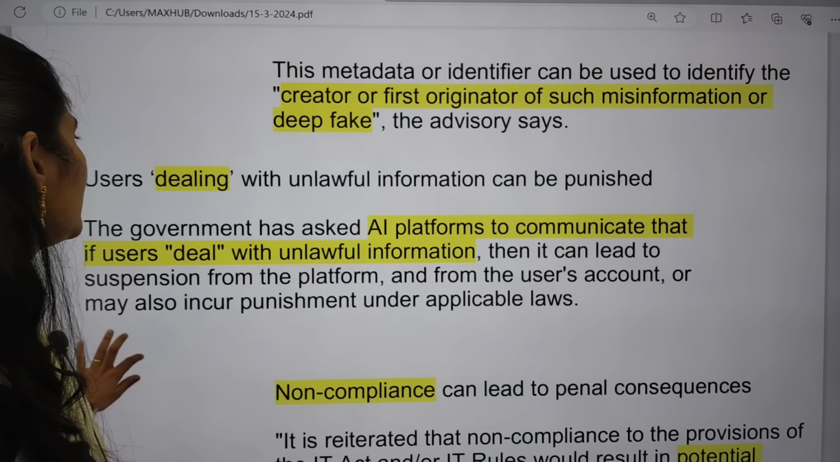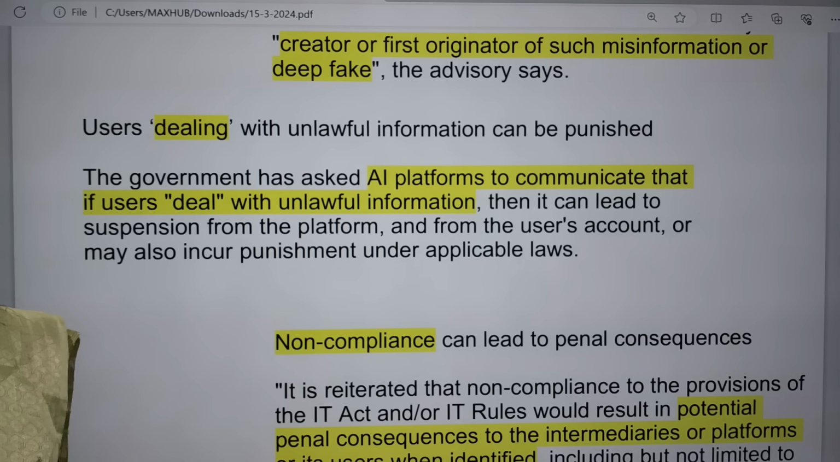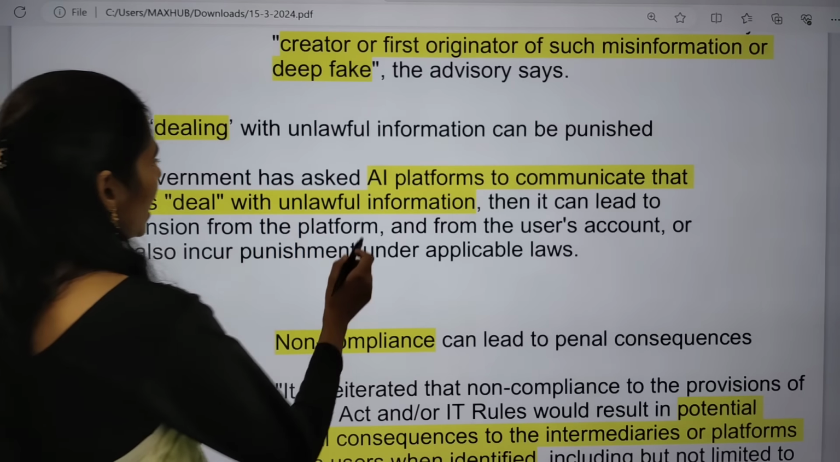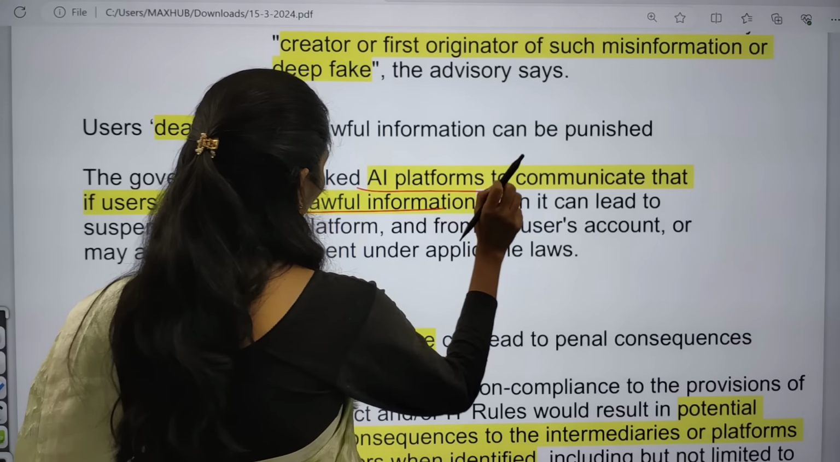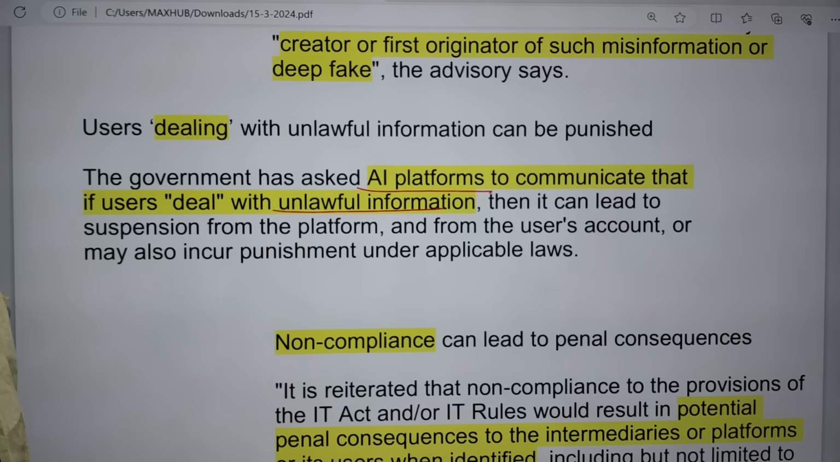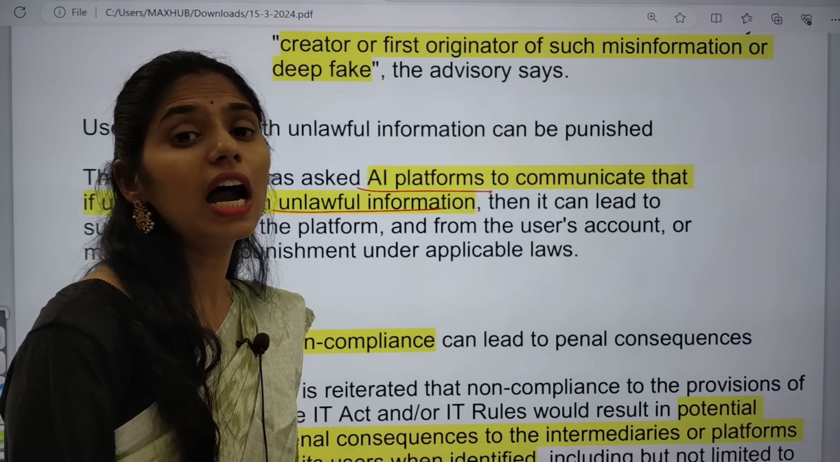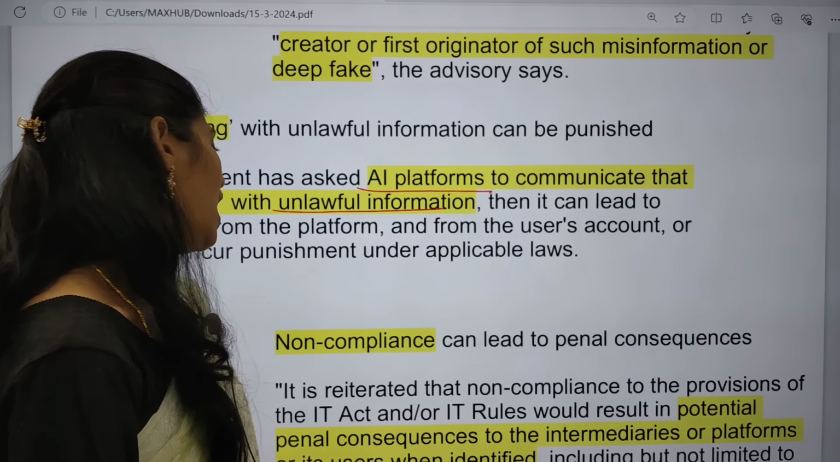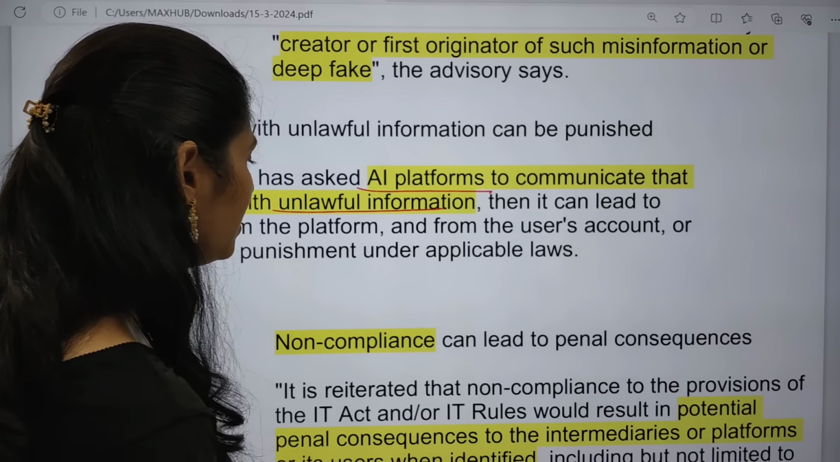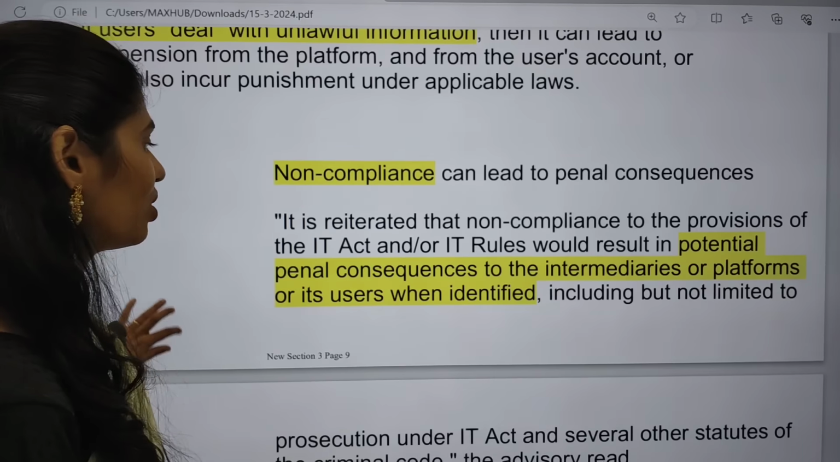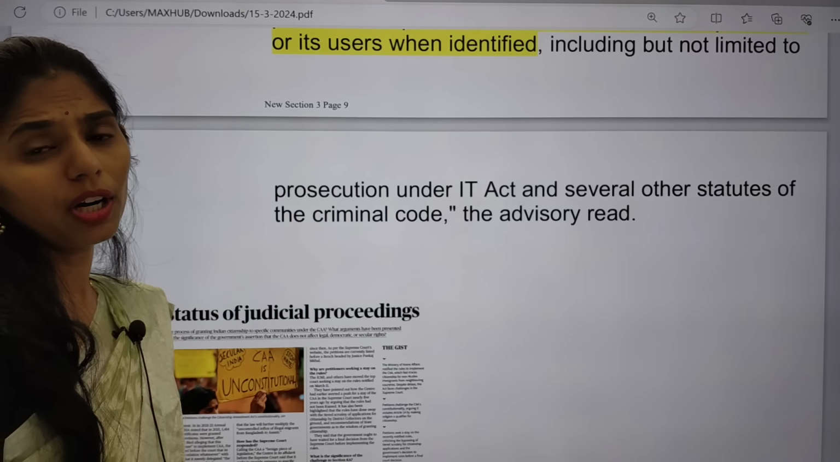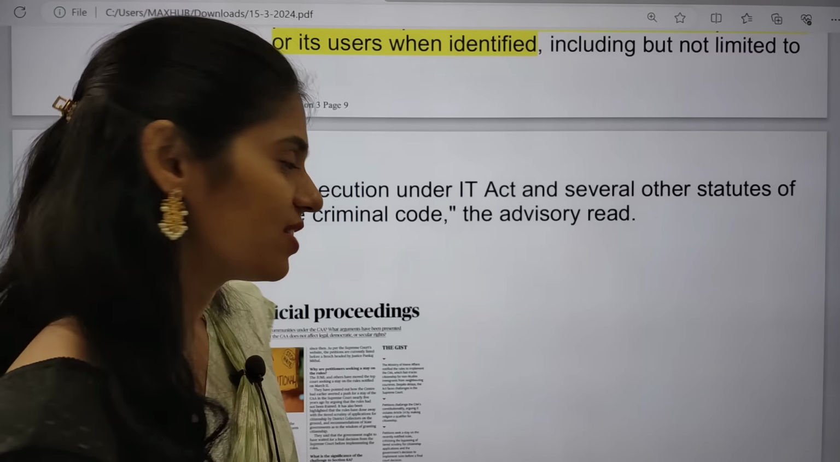And this one is users dealing with unlawful information, that they should be punished. So the government has asked these AI platforms to communicate that if users deal with this unlawful information, it can lead to suspension of the user's account from the platform, or may also incur punishments under applicable laws. And if there is any non-compliance, that leads to penal consequences, that means imprisonment, okay, under the IT Act or IT rules. So these are some important advisories under this AI advisory.